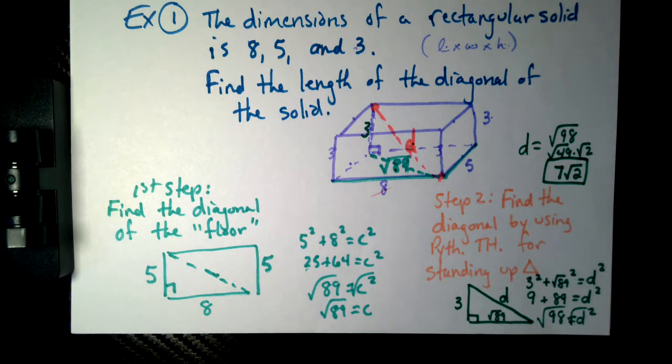It's going to be easy for me on a quiz or a test to make up other problems. All I'm going to do is give you different numbers for the 8 and the 5 and the 3. Find the dimensions of a rectangle. If it's 10, 7, and 4, then you're going to do the same thing and just deal with the square roots that are involved as you're going along. So that's one of the 3D shapes we're going to deal with.